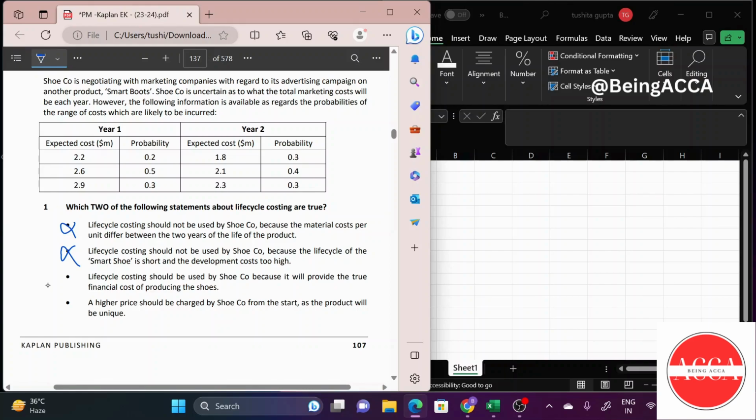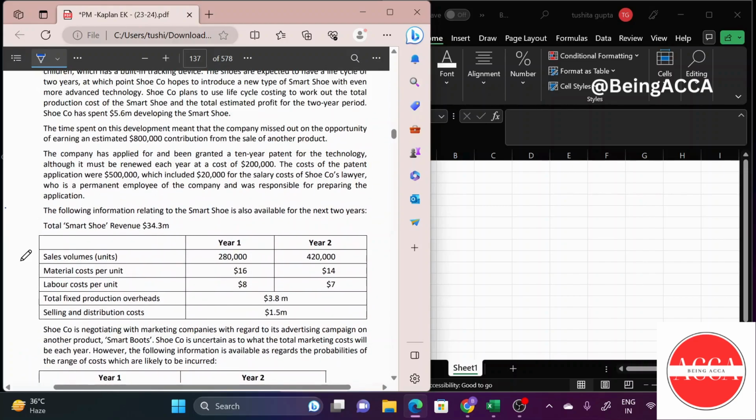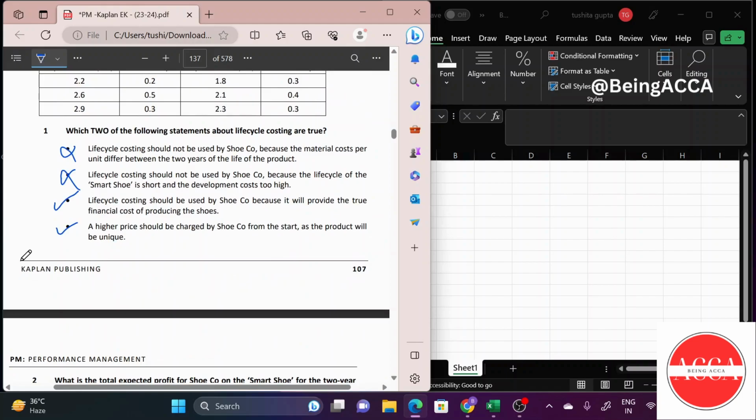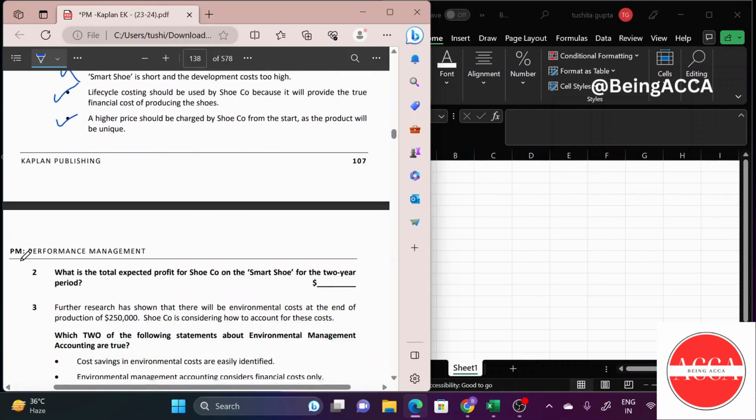Life cycle costing should be used by Shoe Company because it will provide the true financial cost of producing the shoes. Yes, this is correct because life cycle costing shows each and every cost that will be incurred in every stage of the life cycle of the product. A higher price should be charged by Shoe Company from the start as the product will be unique. Agreed. They have the patent for 10 years, and even though they will have to pay the renewal cost, they still have a patent for the technology, and as a result they should be charging high prices because it is a unique product.